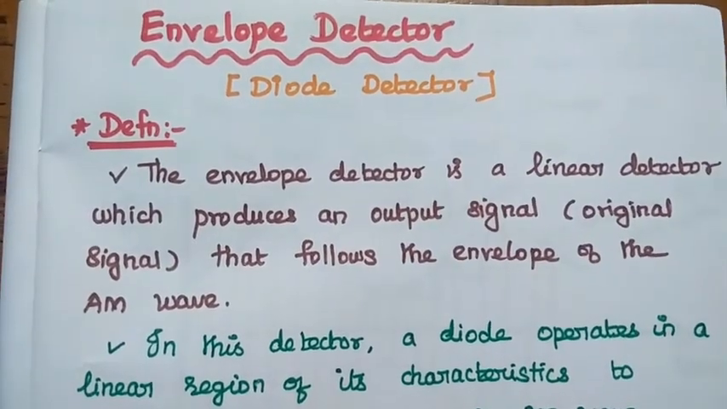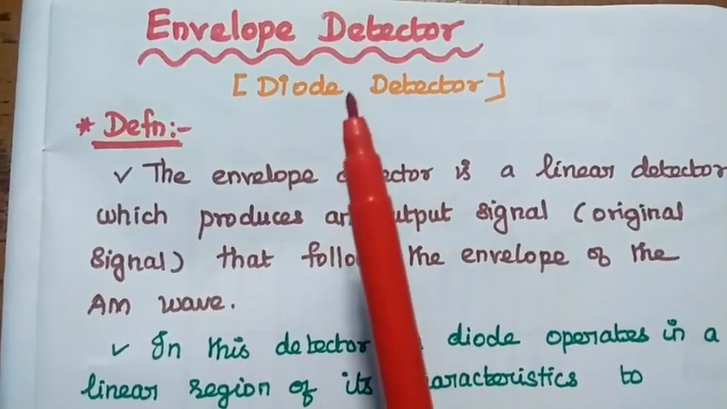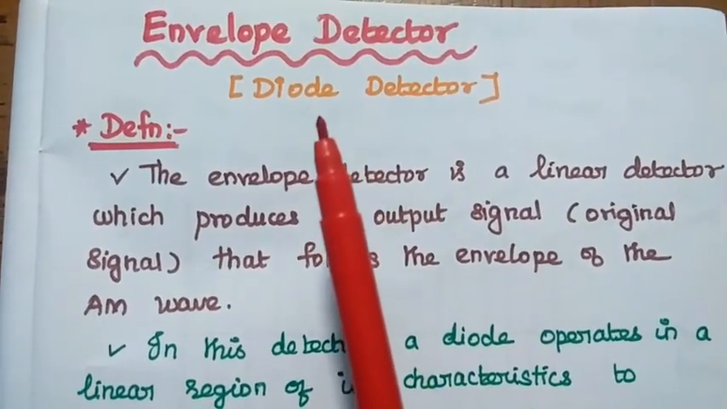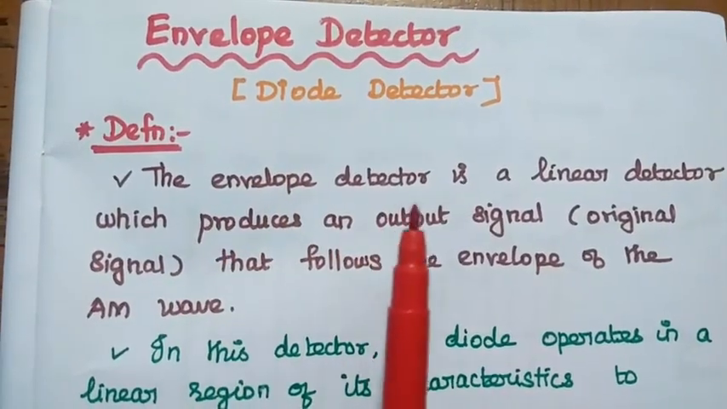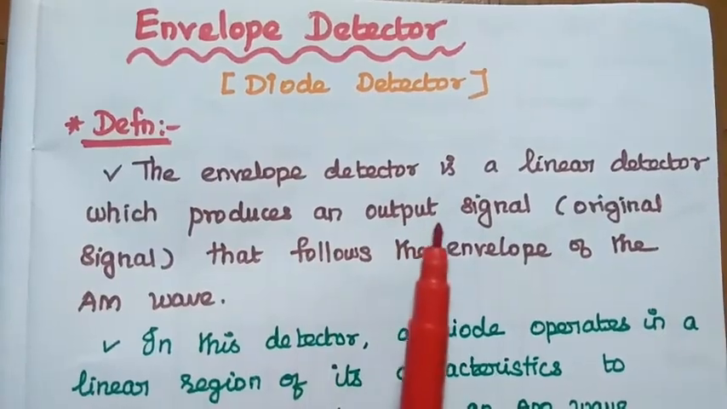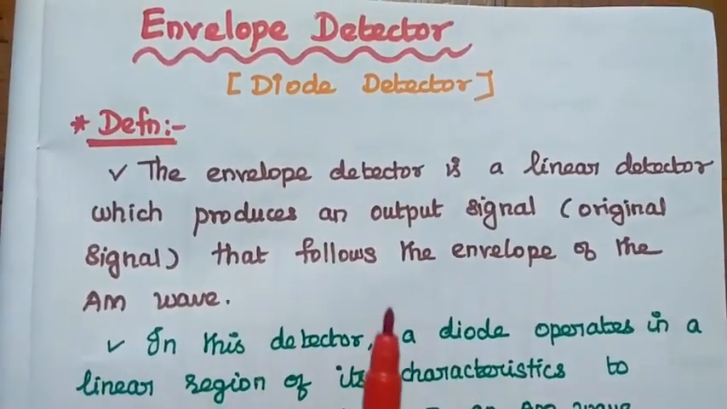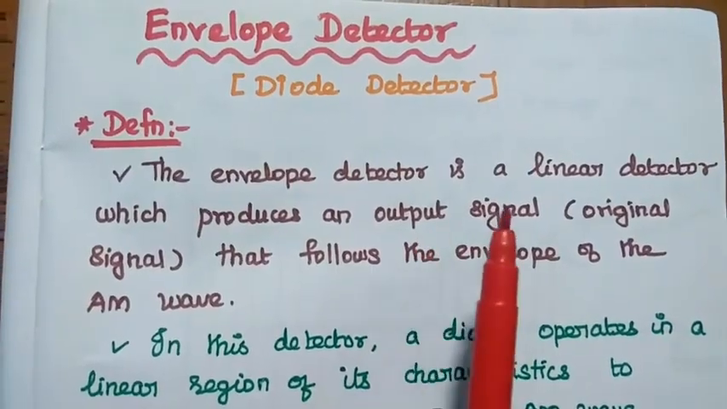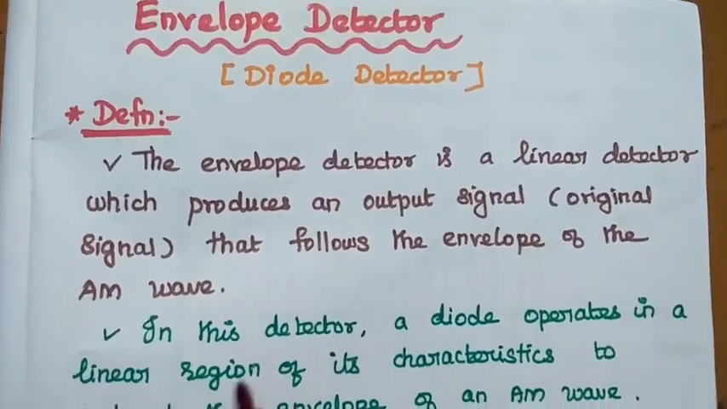The envelope detector is also called a diode detector. Here we are going to use the linear property of the diode. The envelope detector is a linear detector which produces an output signal that follows the envelope of the AM wave. Here the output signal is nothing but the original message signal.